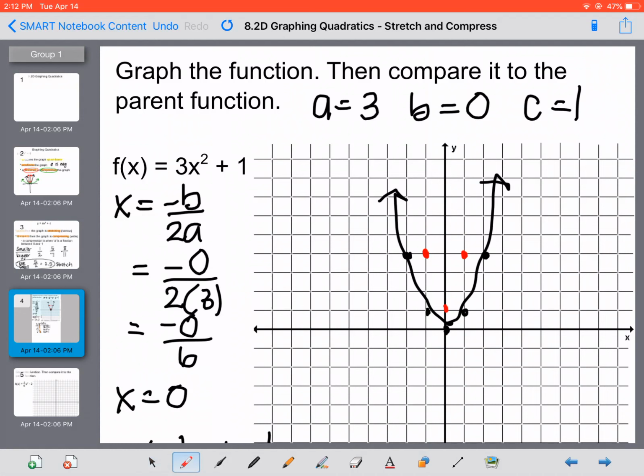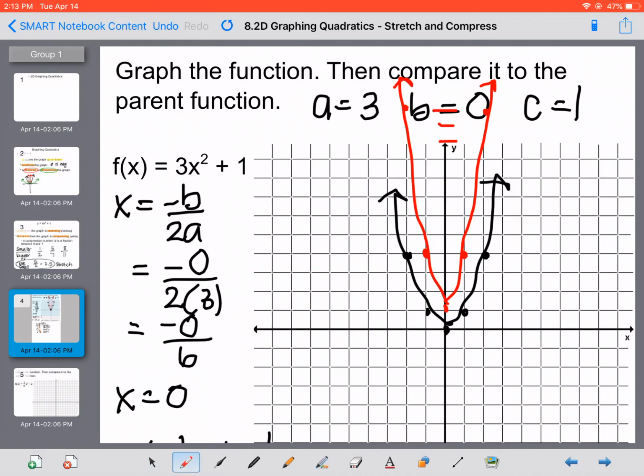So let's just say 11, 12, 13. So at 2, we're at 13, and at 2, we're at 13. So here is our new graph. Then it says to compare it to the parent function.